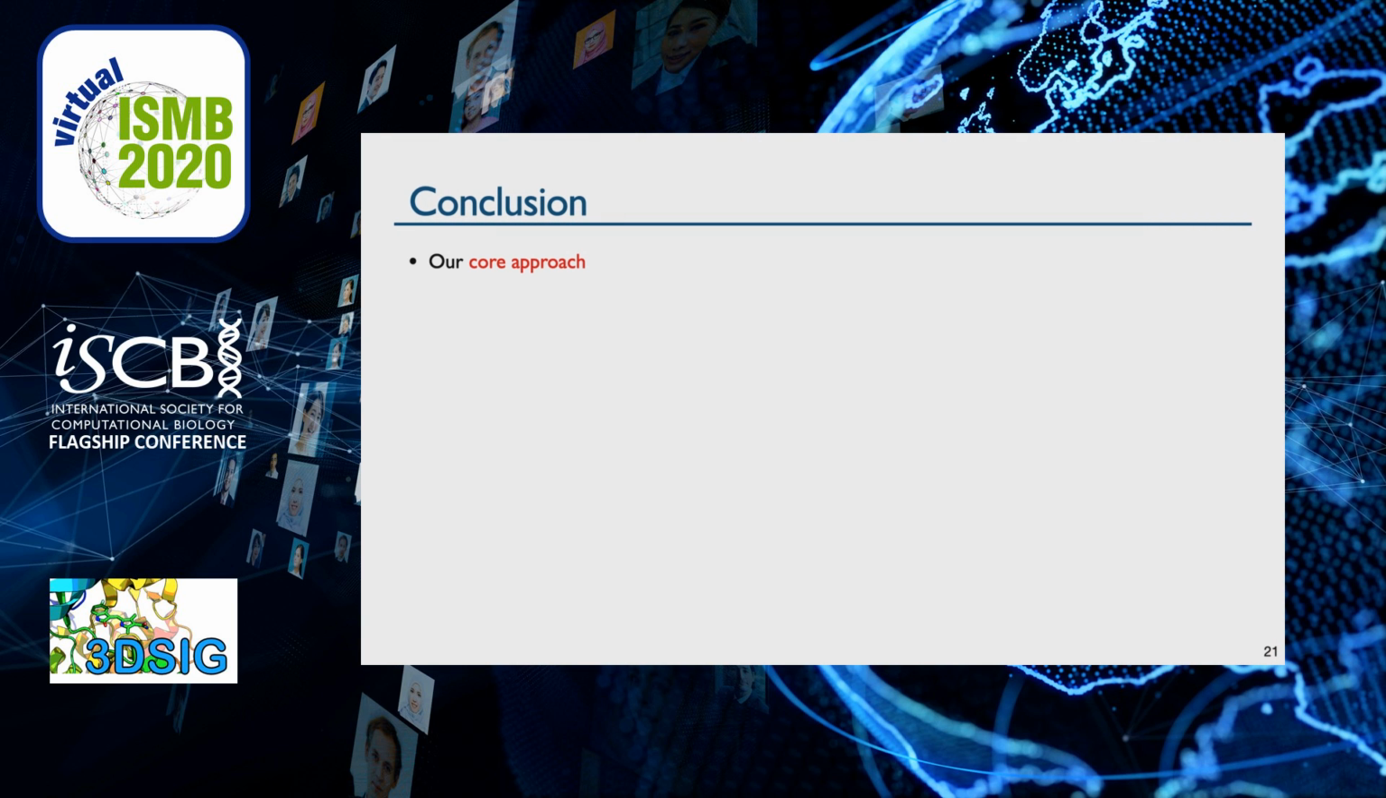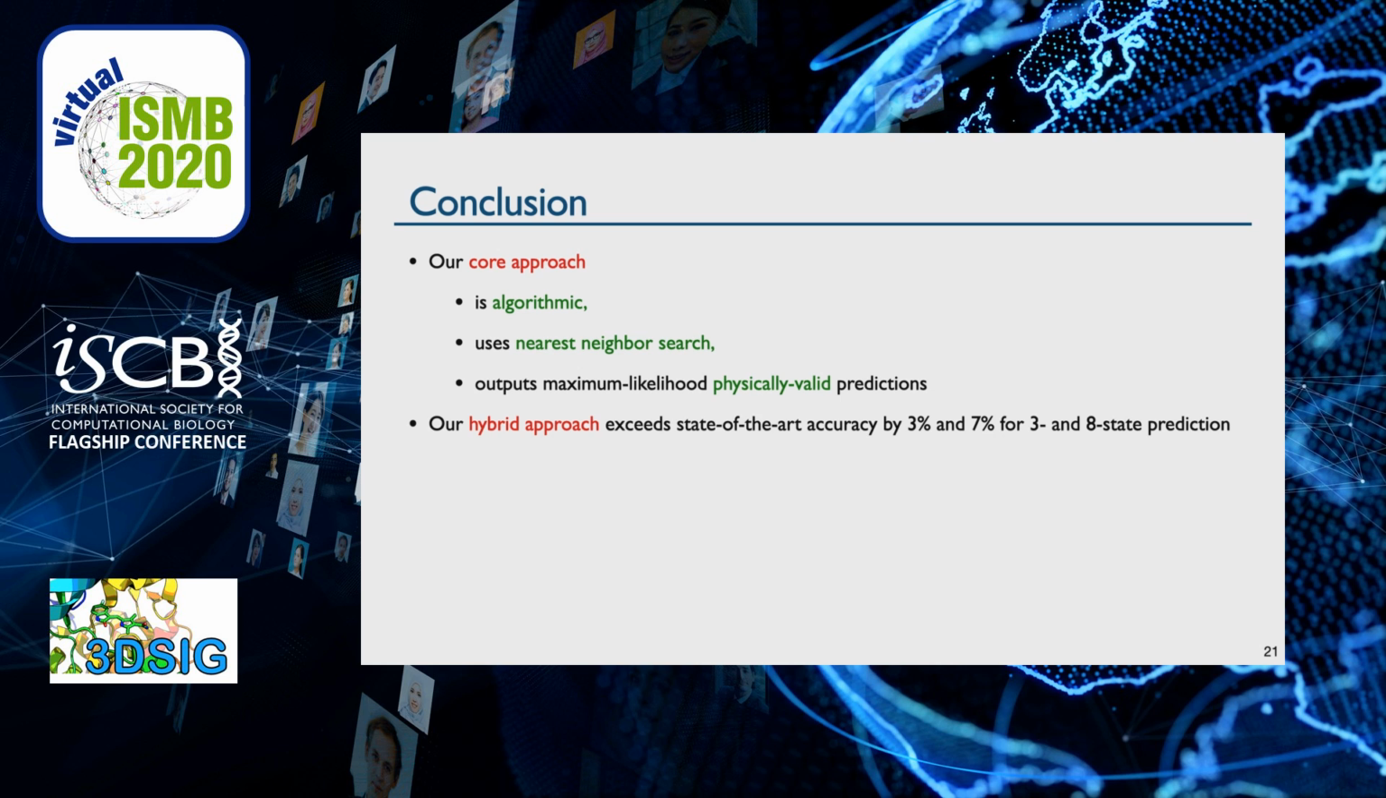In conclusion, our core approach to secondary structure prediction is an algorithmic approach that uses nearest neighbor search over a metric space, and in contrast to other methods, outputs maximum likelihood physically valid predictions. The hybrid approach exceeds the state-of-the-art accuracy by 3% for 3-state prediction and 7% for 8-state prediction.